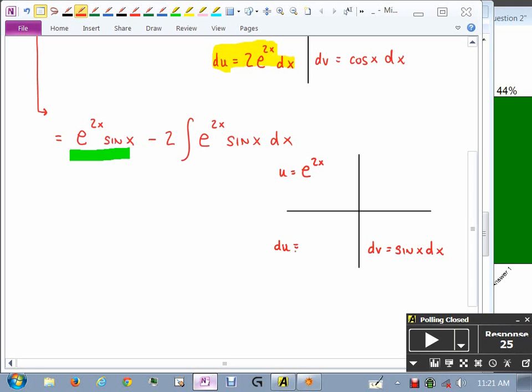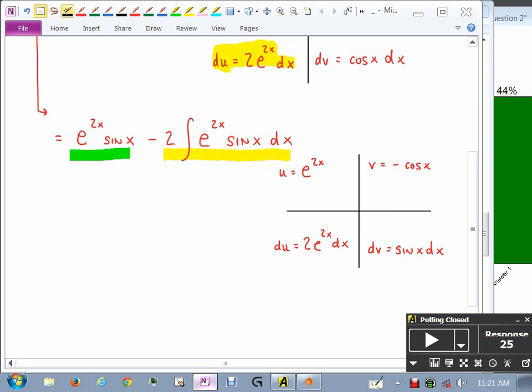du is what here? 2e to the 2x dx. And our v, going back up with integration, is negative cosine x. Forgot to highlight my minus integral of v du there.